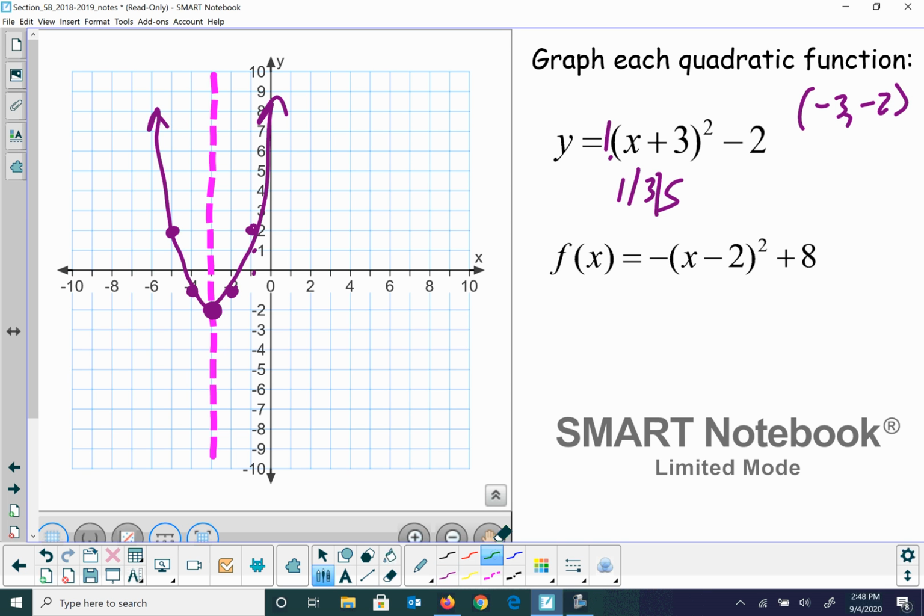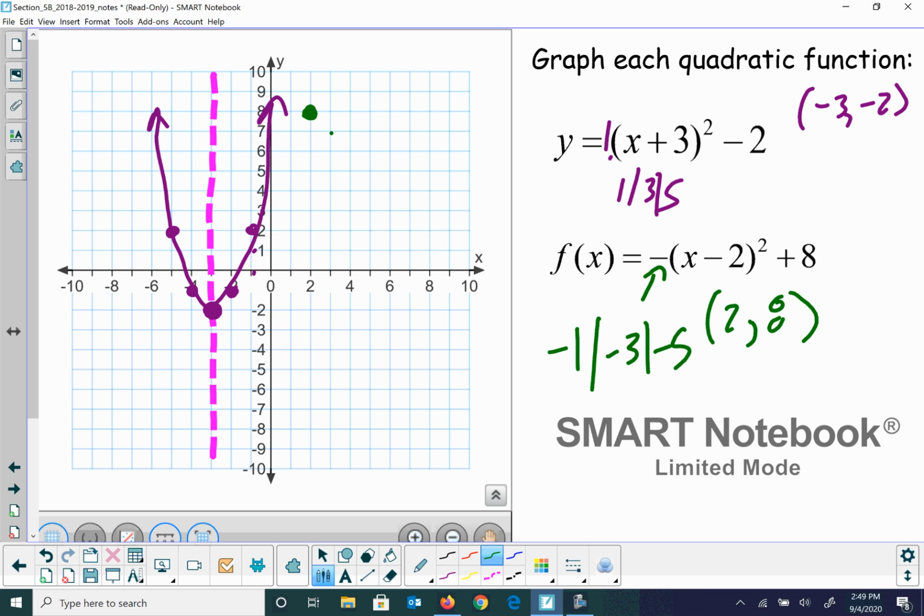Okay. Second problem we'll do here. This one will flip upside down because we have that negative, but we have positive 2, positive 8. So it's up here. My pattern graph is going to be negative 1, negative 3, negative 5. Okay, because of that negative.